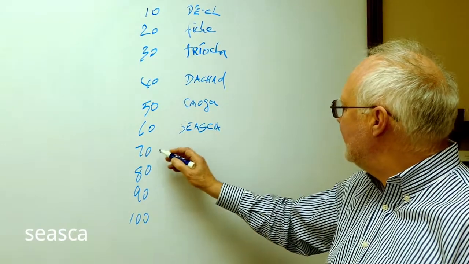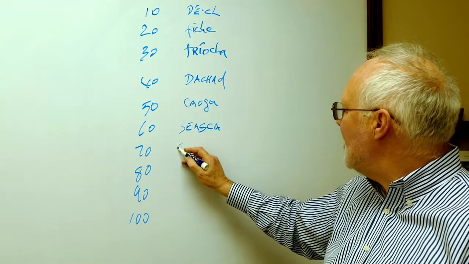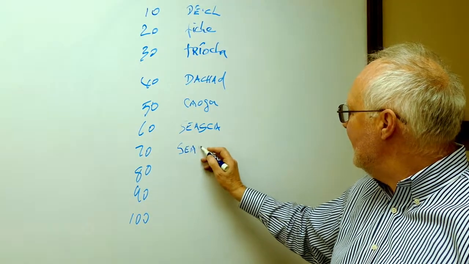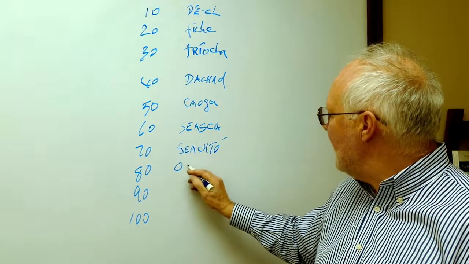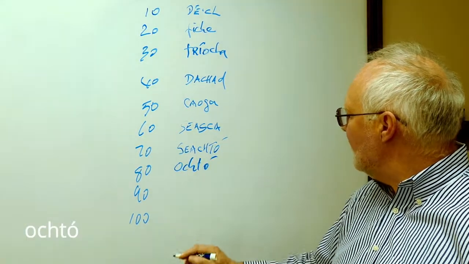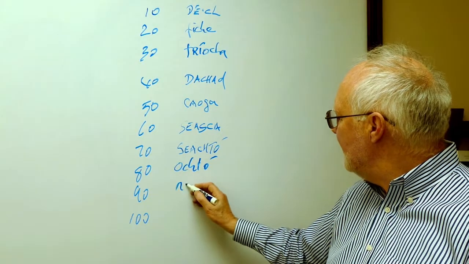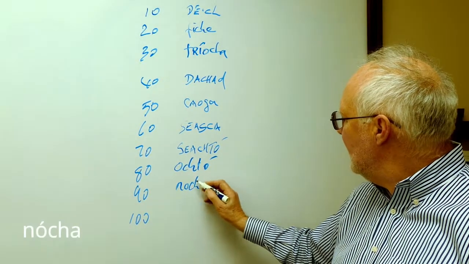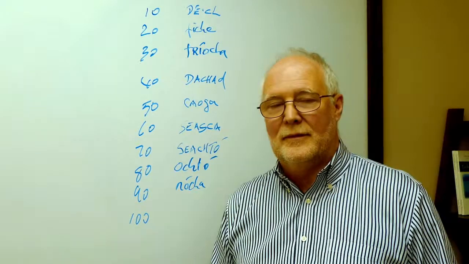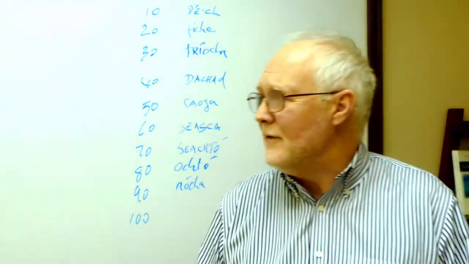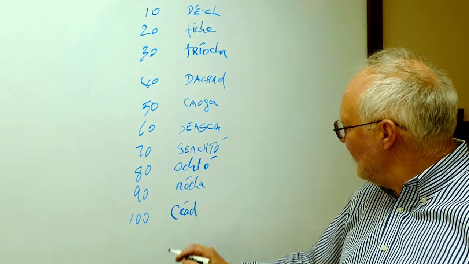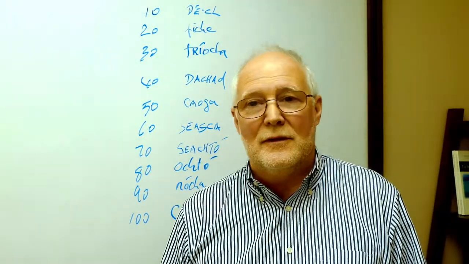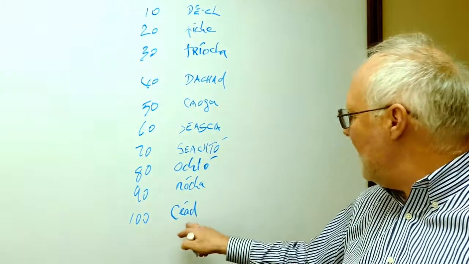S-C-A. And 7 is shocked, and becomes shakto, which is very easy. You just add an O father. And 8 is the same way. Oct becomes octo. And 9 is noka. And then 100. This is a little bit confusing, and people cannot understand why we would have done this, but neither do I. 100 is Caird.